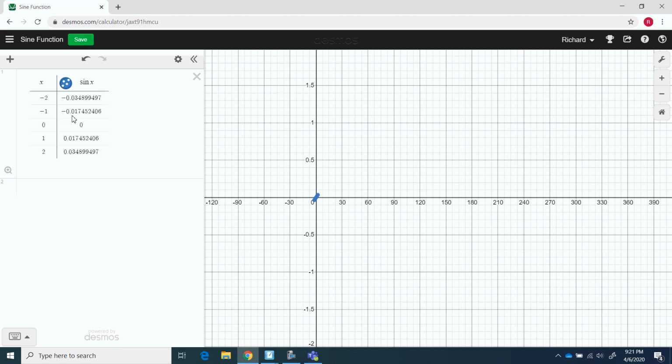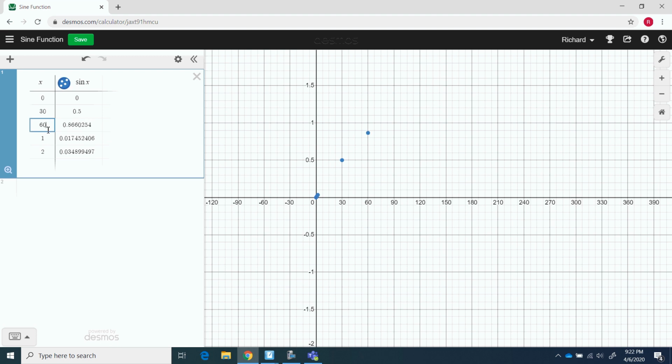So first one I'm going to type in, we're going to start at 0. And the sine of 0 is 0. So we're going to have a dot at 0, 0. Next one we're going to go is 30. Not negative 30, sorry. Just 30. The sine of 30 is 0.5. The next one is going to be 60.